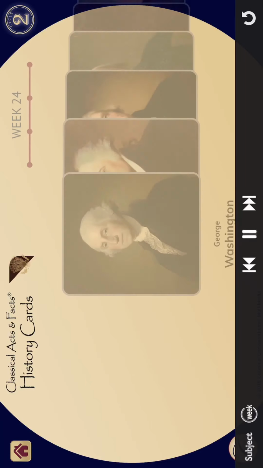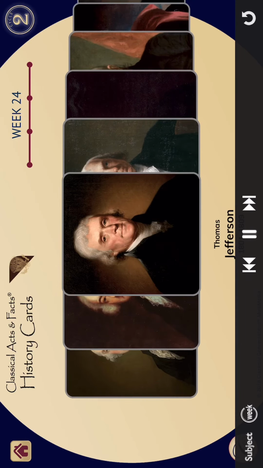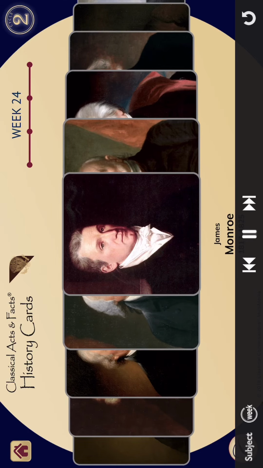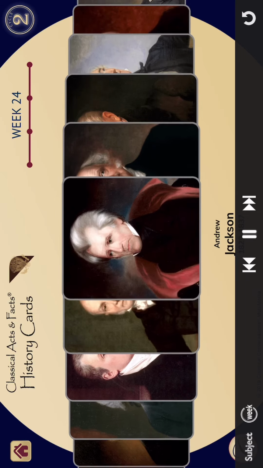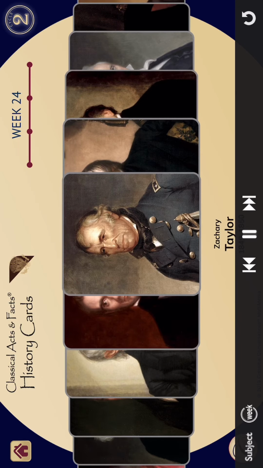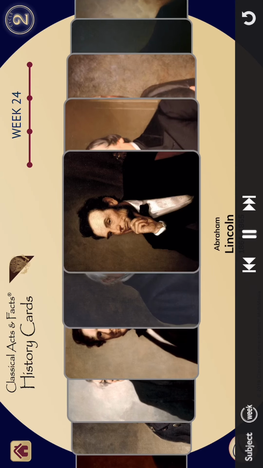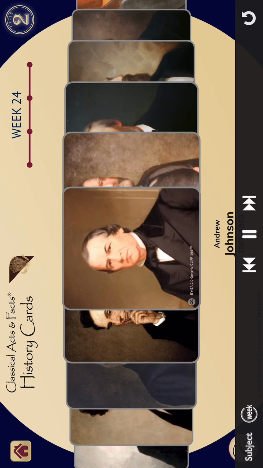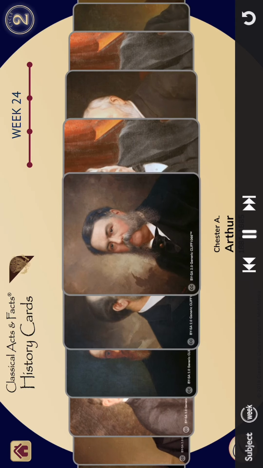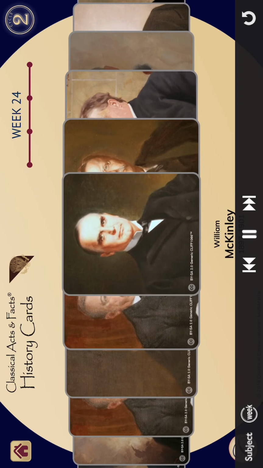The Presidents of the United States. Washington, Adams, Jefferson, Madison, and Monroe. Adams, Jackson, Van Buren, Harrison, Tyler, Polk, and Taylor. Fillmore, Pierce, Buchanan, and Lincoln, Johnson, Grant, and Hayes. Garfield, Arthur, Cleveland, Harrison, Cleveland, McKinley.